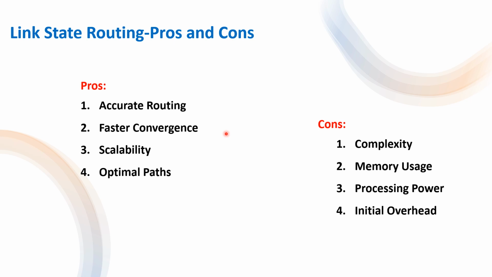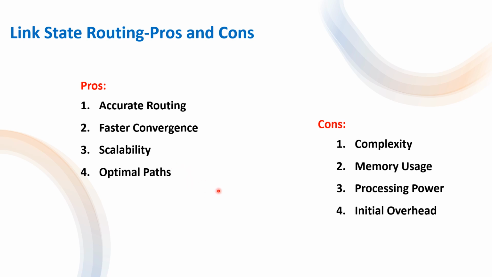The rapid dissemination of updates allows the network to converge quickly to a new stable state, minimizing downtime and routing inconsistencies. The hierarchical design and efficient management of network topology information make link state routing suitable for large and complex networks. Protocols like OSPF divide the network into areas to enhance scalability and manageability.